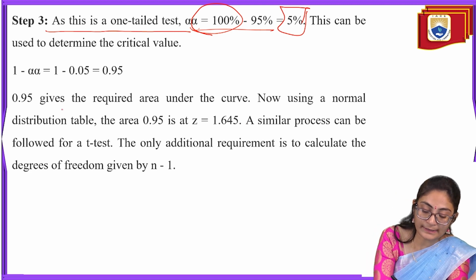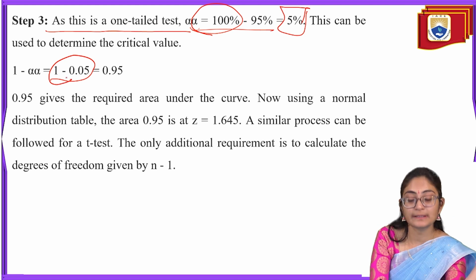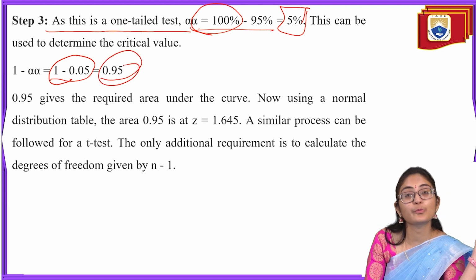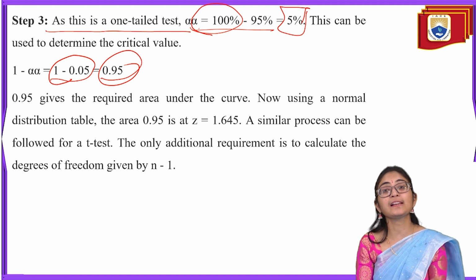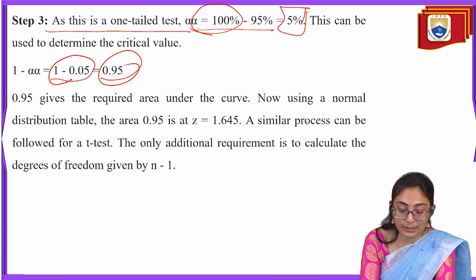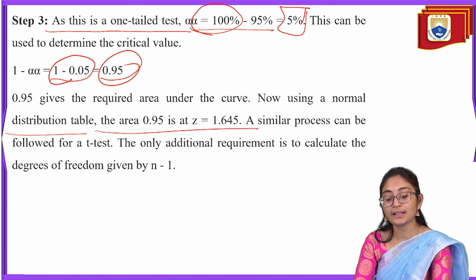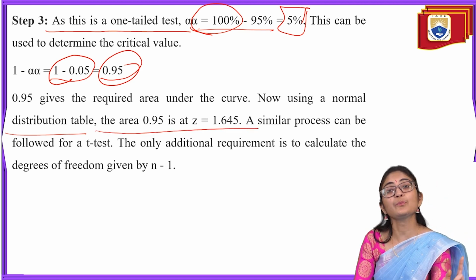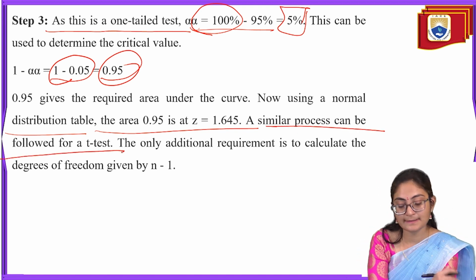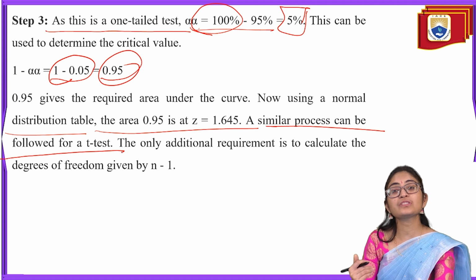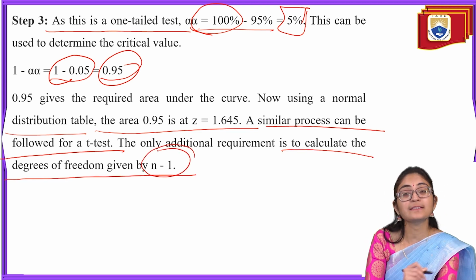For finding the critical value, 1 minus 0.05 gives 0.95, and 0.95 gives our area under the curve. Now using the normal distribution table, the area 0.95 is at z equal to 1.645. A similar process can be followed for the t-test, and the only additional requirement is to calculate degrees of freedom, given by n minus 1.